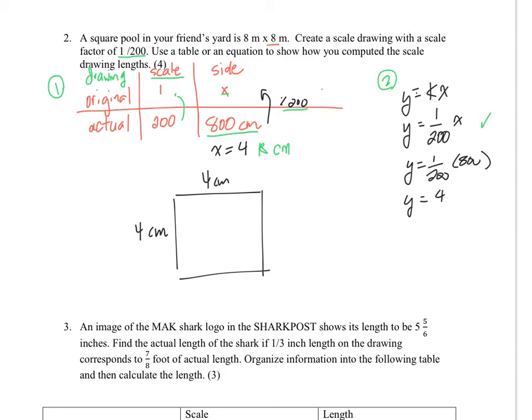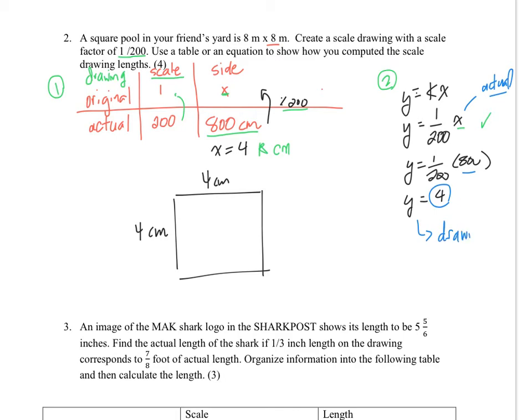Now, the thing that gets a little confusing here is I called this x here and also x in here, but they actually mean two different things. Okay, x in this case is actually going to be the actual pool. So the actual length of the pool, which is 800, and then I times by 1 over 200, that gives me a y value of 4, and then the y actually here becomes the drawing.